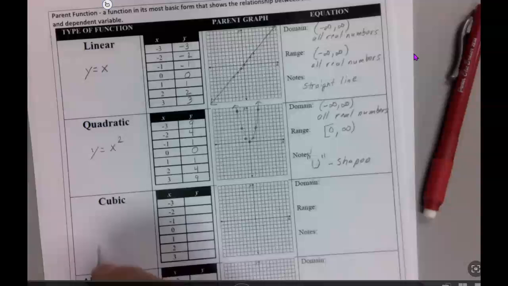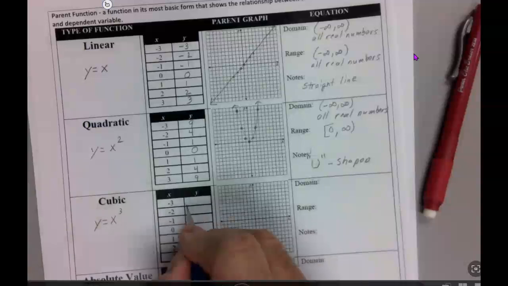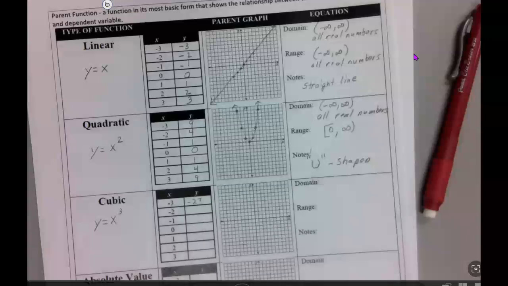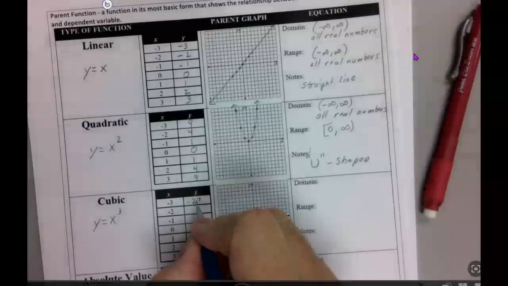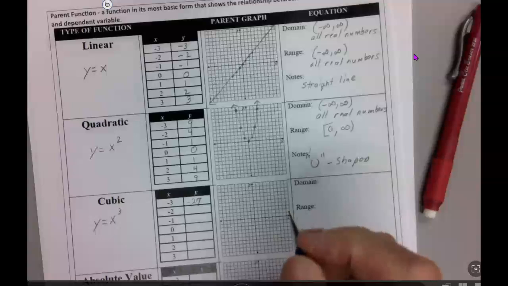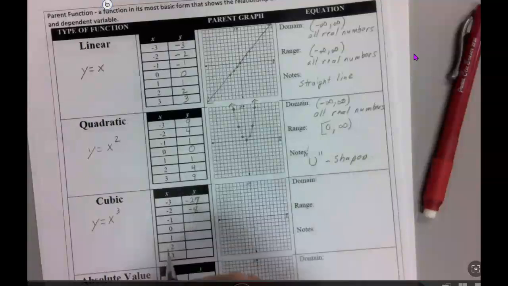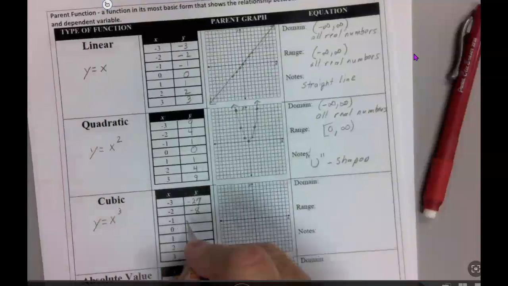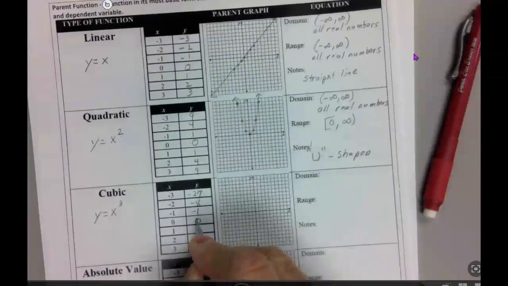Okay, cubic is y equals x cubed. So negative 3 cubed is negative 27. Negative 3 times negative 3 times negative 3 will give me negative 27. Negative 2 cubed, well, negative 2 times negative 2 times negative 2 is negative 8. Negative 1 times negative 1 times negative 1 is negative 1. 0 cubed is 0. 1 cubed is 1. 2 cubed is 8. 3 cubed is 27.